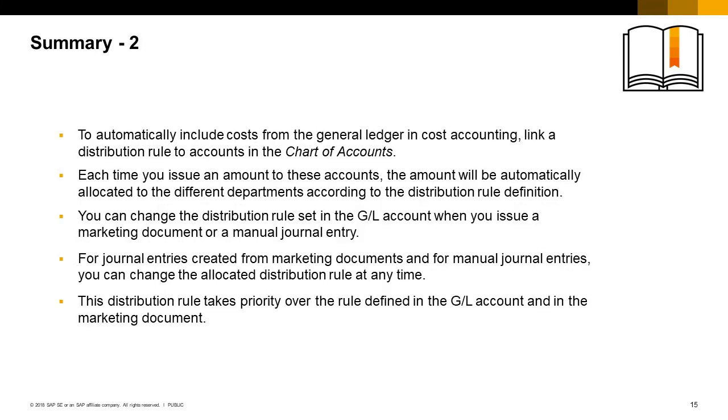To automatically include costs from the general ledger in cost accounting, link a distribution rule to accounts in the chart of accounts. Each time you issue an amount to these accounts, the amount will be automatically allocated to the different departments according to the distribution rule definition. You can change the distribution rule set in the GL account when you issue a marketing document or a manual journal entry. For journal entries created from marketing documents and for manual journal entries, you can change the allocated distribution rule at any time. This distribution rule takes priority over the rule defined in the GL account and in the marketing document.